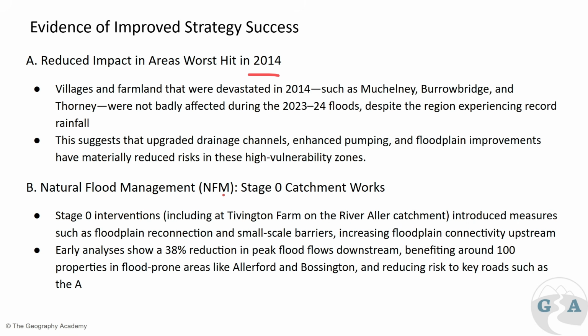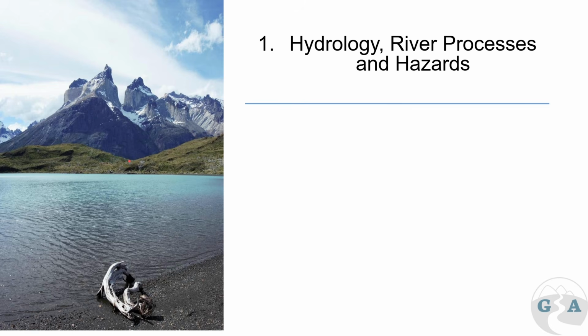The natural flood management then, stage 0 catchment works. So interventions with measures such as floodplain reconnection and small scale barriers is helping to reduce the risk there as well. And now they have a 38% reduction in peak flood flows downstream. So 100 properties in flood prone areas and reducing the risk overall to infrastructure. So overall, we would say that it was successful in reducing the threat of a flood, like mitigating its impacts, reducing its impacts, or reducing the chance of a flood event. Yeah, and we can see the outputs then of the channel storage increasing there.